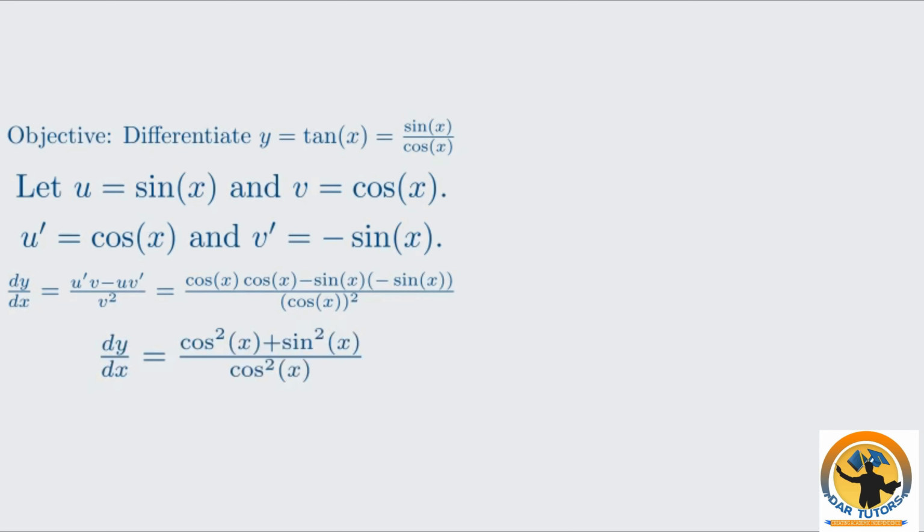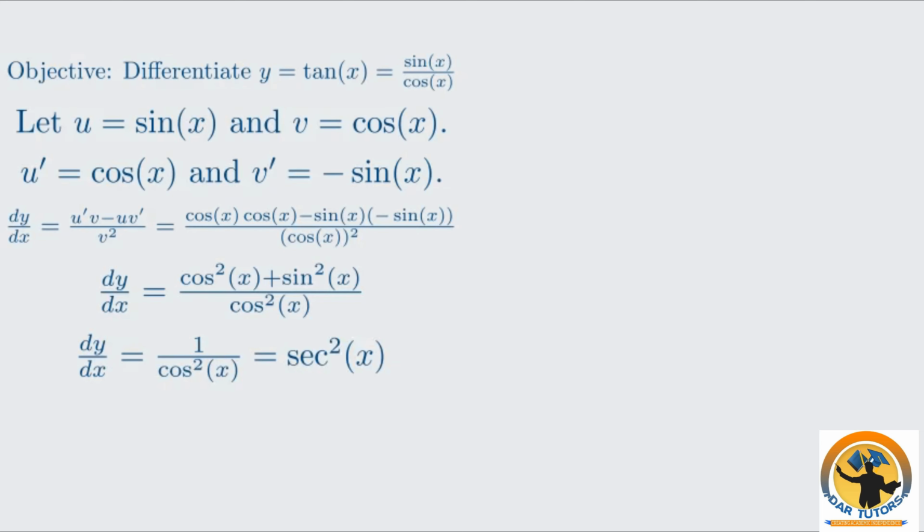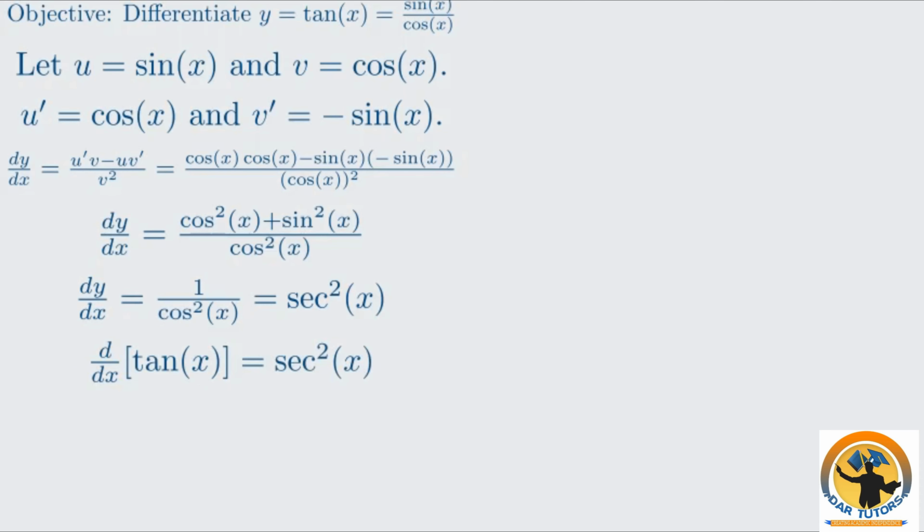This simplifies to cos squared x plus sin squared x all over cos squared x. Using the Pythagorean identity, cos squared x plus sin squared x equals 1. We get 1 over cos squared x, which is secant squared x. So the derivative of tan x is secant squared x. We have now established the derivatives for the three primary trigonometric functions.